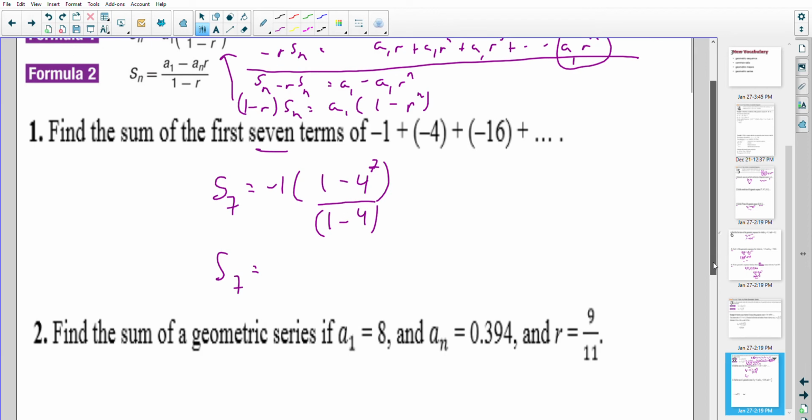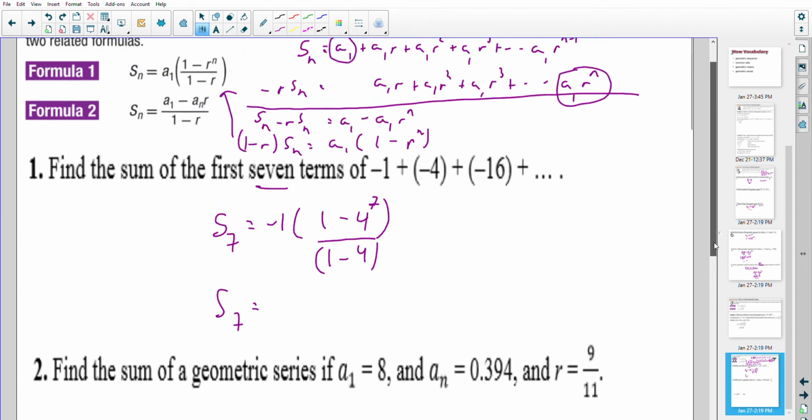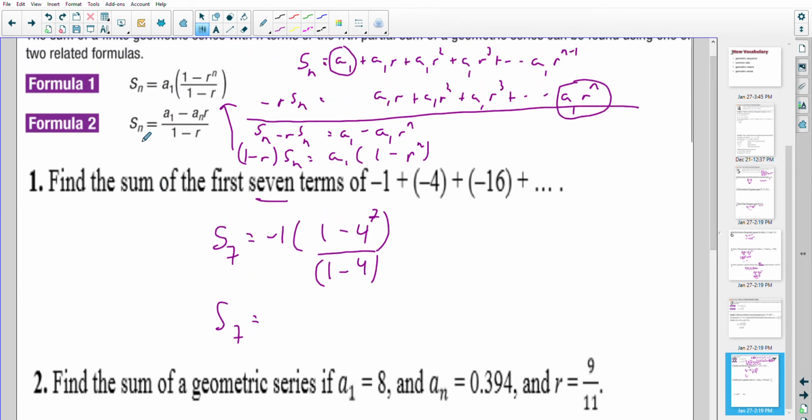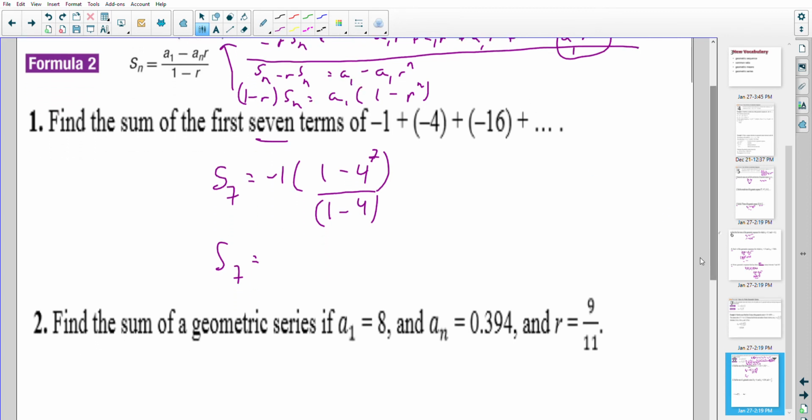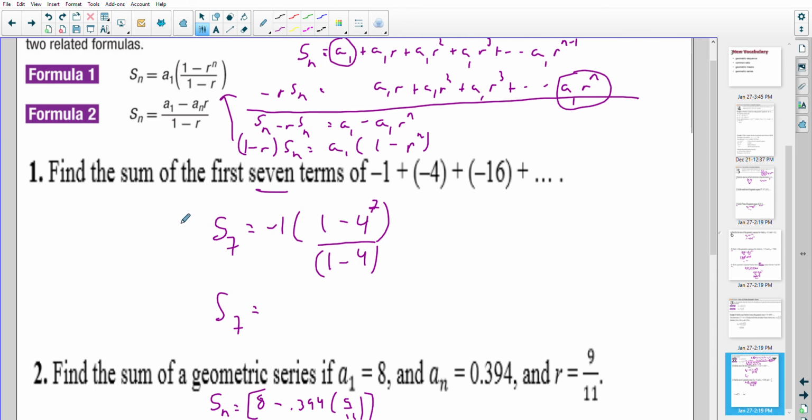Let's look at the next problem. So find the sum of the geometric series if you know the first and the last term. First and last term. So now I go to the second formula to help me out with this one. So I'm going to find the sum of the certain number of terms is equal to 8 minus 0.394 times 9/11 all over 1 minus 9/11. And that would give you the sum.